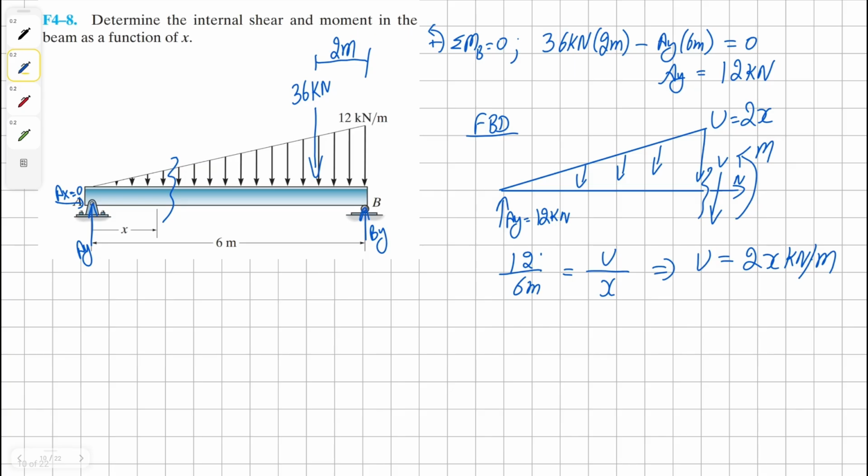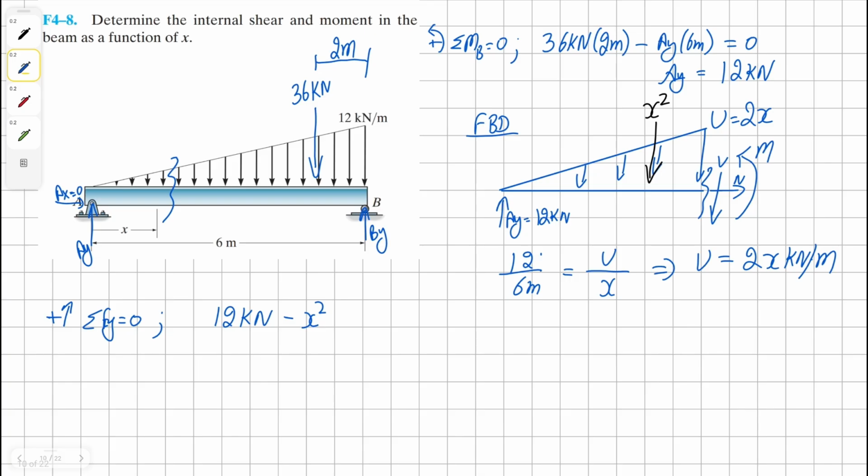And this is kilonewtons per meter. Okay, so now we can simply sum the forces in the y direction to find our solution for shear. We're going to have 12 kilonewtons, and then we can quickly find the point load for the distributed load. It's going to be half times 2x times x, so basically x squared.